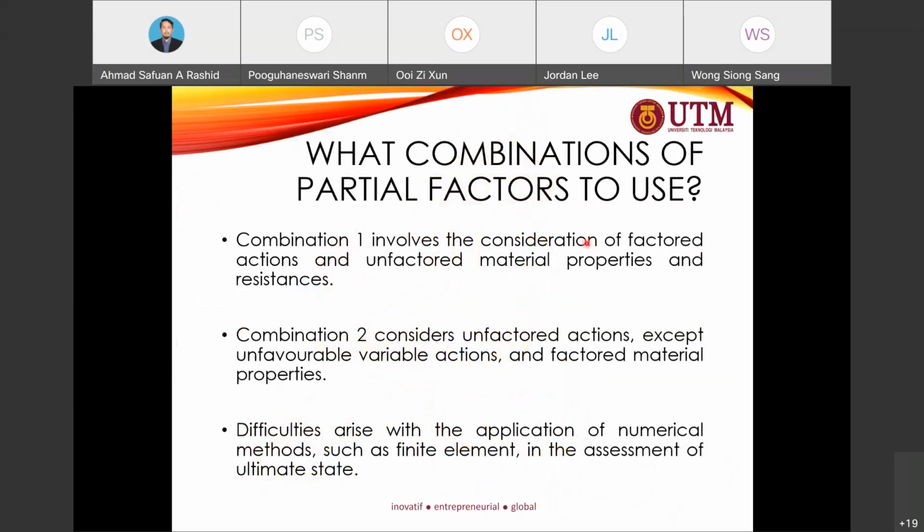What combination of partial factors to use? Combination 1 involves the consideration of factored actions and unfactored material properties and resistance. Combination 2 considers unfactored actions, except unfavorable variable actions, and factored material. Difficulty arises with the application of numerical methods, such as finite element, in the assessment of the ultimate limit state. However, now some of the software also includes the Eurocode in the software itself, so there will be no issue on the numerical part.